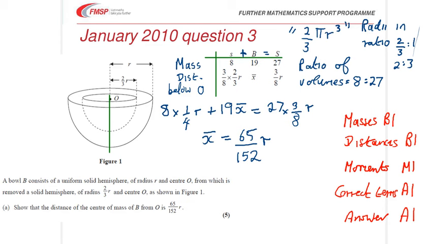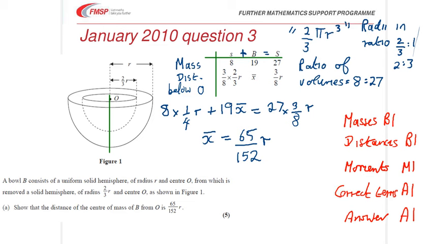So 5 marks for that. While we're on here, the 5 marks were allocated in this manner. For the masses, you've got a mark for getting the correct masses, and for the distances, you've got a mark in the table. For attempting moments, you've got a method mark. For the correct terms and for the answer, you've got 2 accuracy marks.